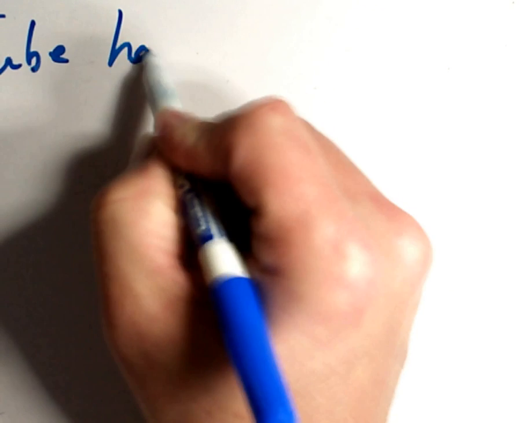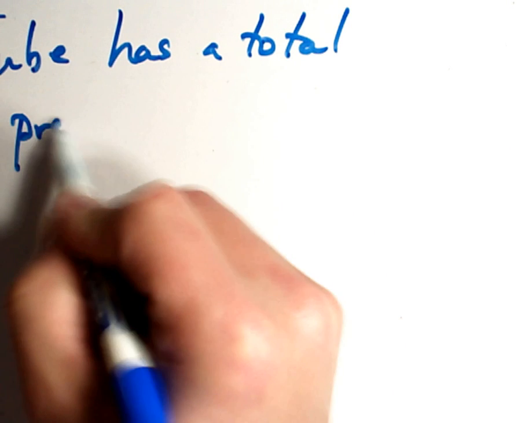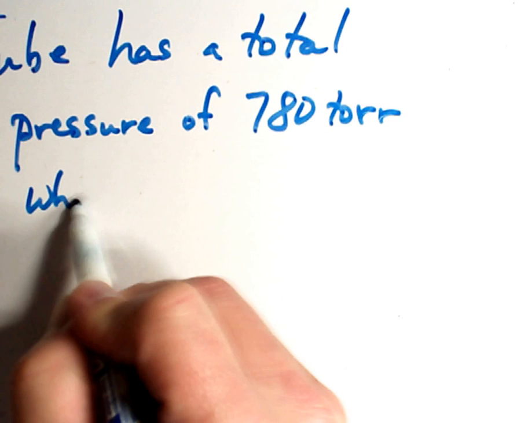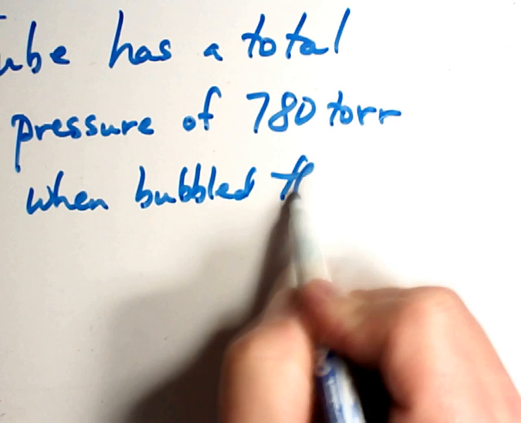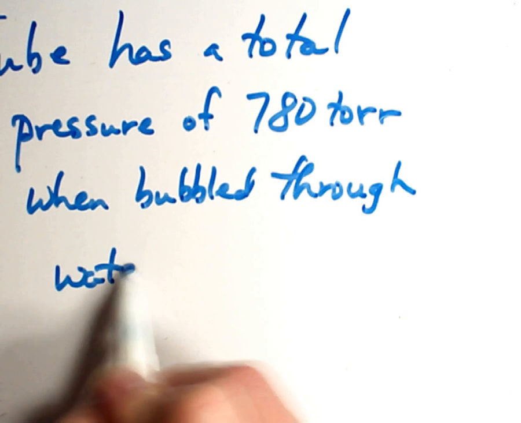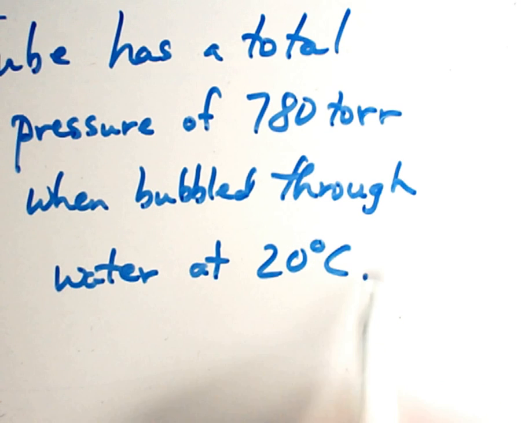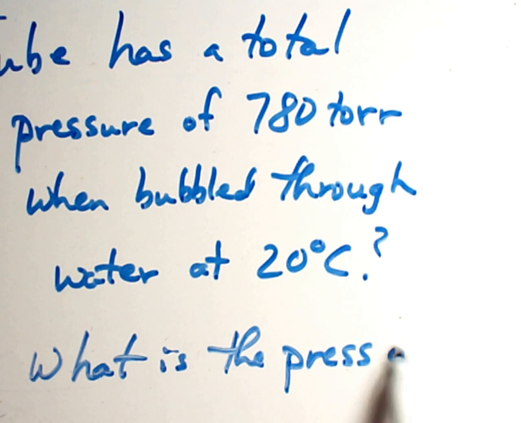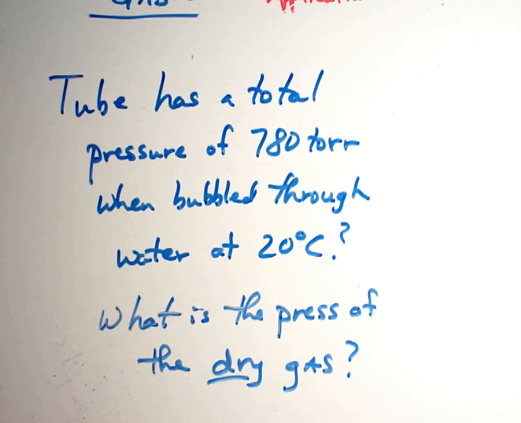Let me give you an example. Let's say that you had a tube that has a total pressure of 780 torr when bubbled through water at 20 degrees Celsius. What is the pressure of the dry gas? I need to zoom out just a little bit. I forgot I had zoomed in. All right, if you'll pause the video and give them a chance to write that down, then I'm going to show them how to do it.